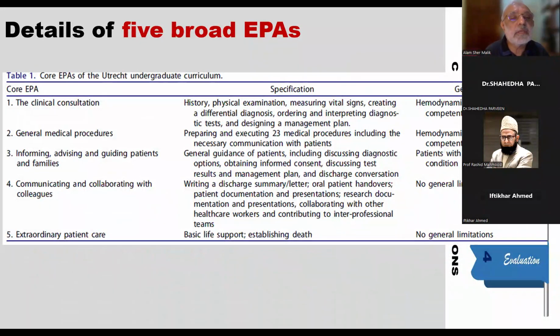Now, here are those 5 broad EPAs which have been adopted by the medical schools in the Netherlands. Number 1 is the clinical consultation, and it means history taking, physical examination, measuring vital signs, creating a differential diagnosis, ordering and interpreting diagnostic tests, and designing a management plan. The limitation is that they have to do it on hemodynamically stable patients. So this is 1 out of the 5 EPAs.